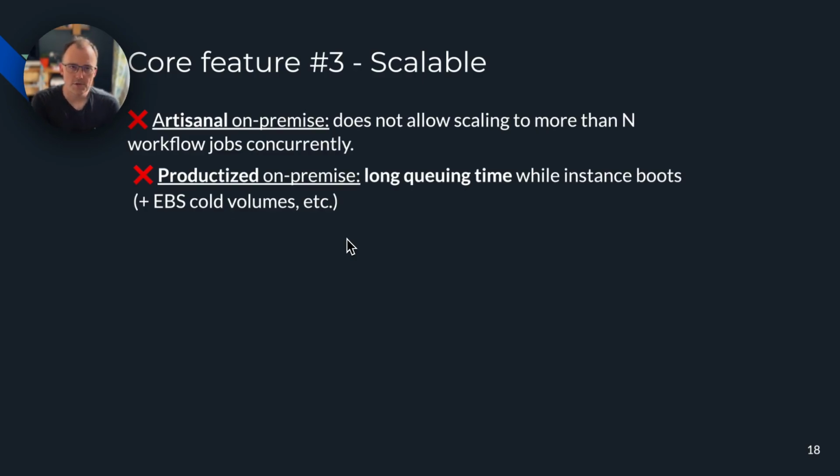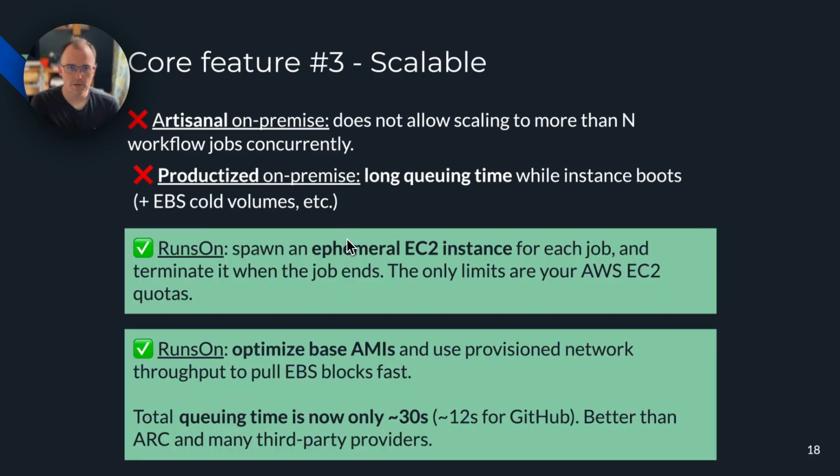So the third core feature I wanted is for RunsOn to be scalable. Like with Artisanal on-premise, you are limited by the number of servers you have. With productized on-premise, it can launch a lot of concurrent jobs, but it's not optimized. You have long queuing times, and it could be better. So in the case of RunsOn, what we do is simply keep it simple. So whenever a job comes in, we launch an ephemeral EC2 instance, and we terminate it when the job ends. The only limits really for concurrency are your AWS EC2 quotas.